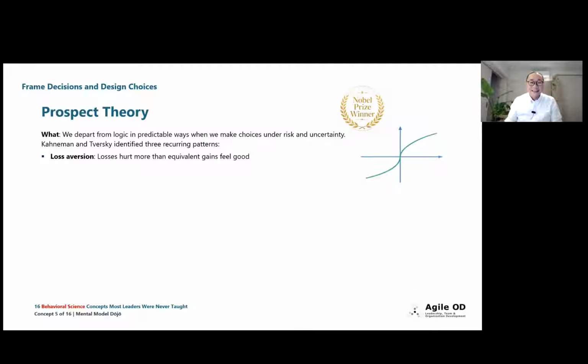The first one, loss aversion. Losses hurt more than equivalent gains feel good, roughly by a factor of 2 to 1. Losing $100 hurts twice as much as winning $100 feels good. This 2 to 1 ratio, interestingly, is fairly consistent across studies.